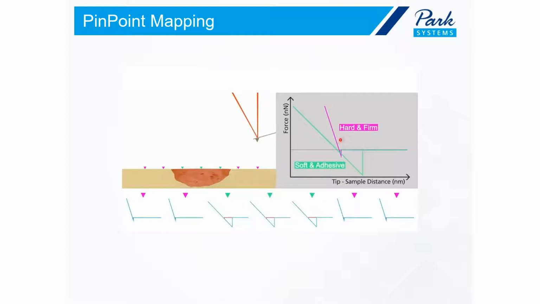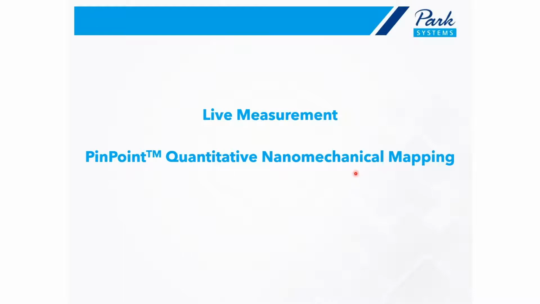If we have a hard and firm part on our surface, this is how the force distance curve will look. Soft and adhesive will have a slope like this. So that's the basic, and this is how pinpoint mode works. On each pixel in our image, we get one force distance curve with a linear motion, and we generate maps of topography, modulus, adhesion force, etc.